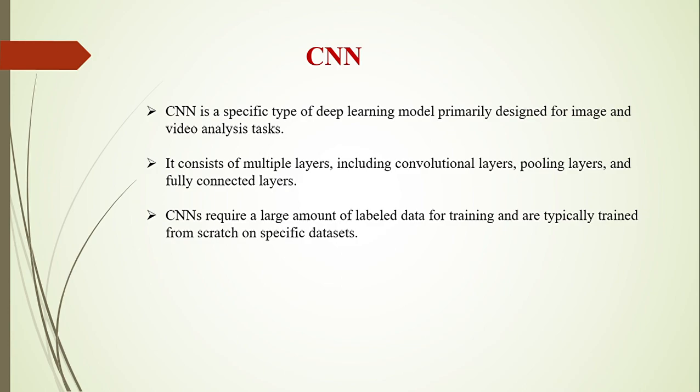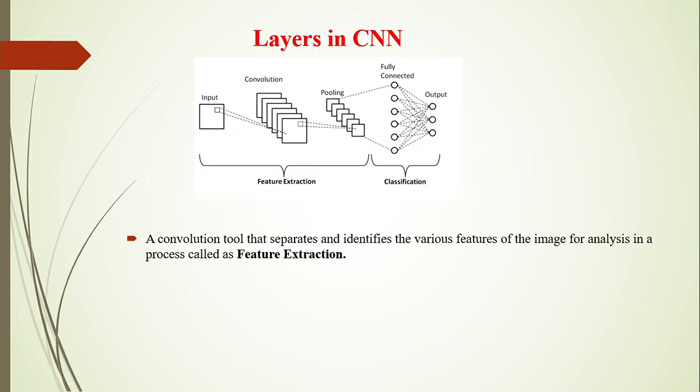CNN is the base for all the models, hence we have explored CNN in order to understand YOLO better. CNN is a deep learning model used for image and video analysis tasks. It consists of multiple layers including convolutional, pooling and fully connected layers. Let us next discuss the various layers of the CNN in detail. The input, convolution and pooling layers are used to extract the features, and the fully connected layer is used to predict and classify the defect.